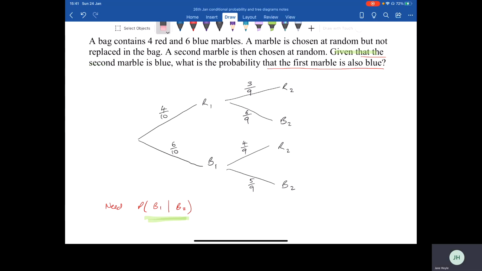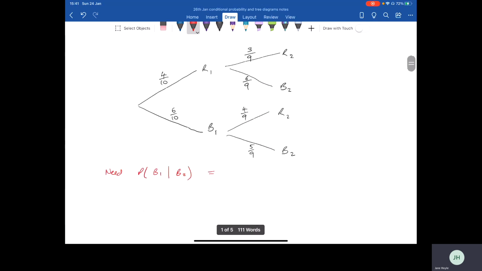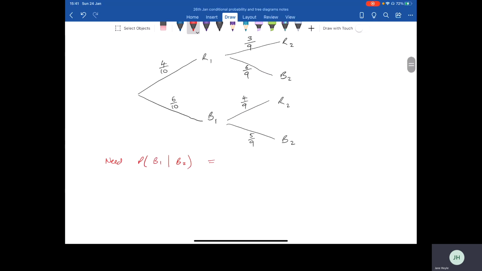I'm just wondering whether that was a confusing way to say it. So the fact that's given needs to be put second. Okay, that works. And then just use the formula. So I know that the formula is the intersection of them both divided by the probability of the second thing.